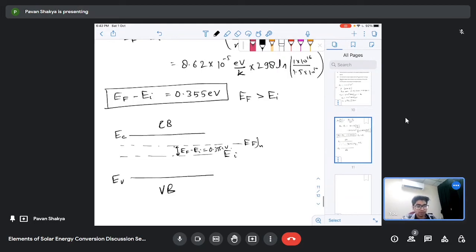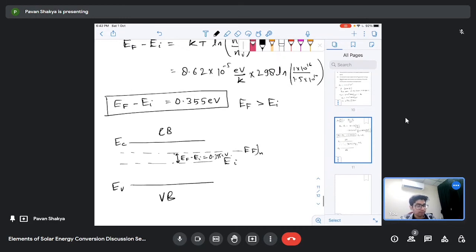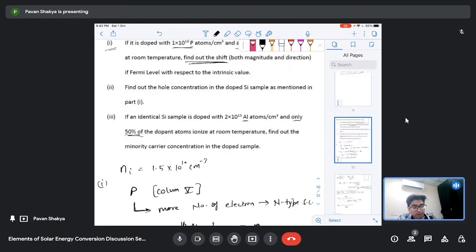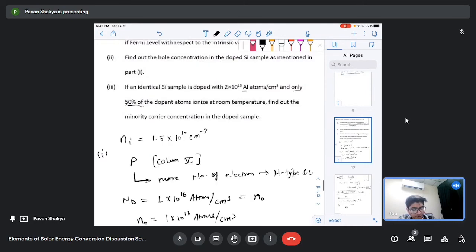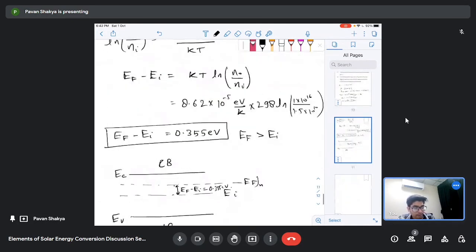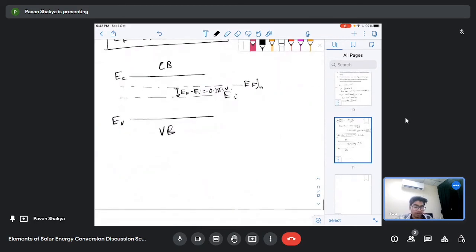Now move to the next part. In the next part it has been asked that we calculate the hole concentration in the doped Si sample as mentioned in part 1. As we know, the multiplication of the concentration of the hole and of the electron remains constant, that is equal to Ni square.